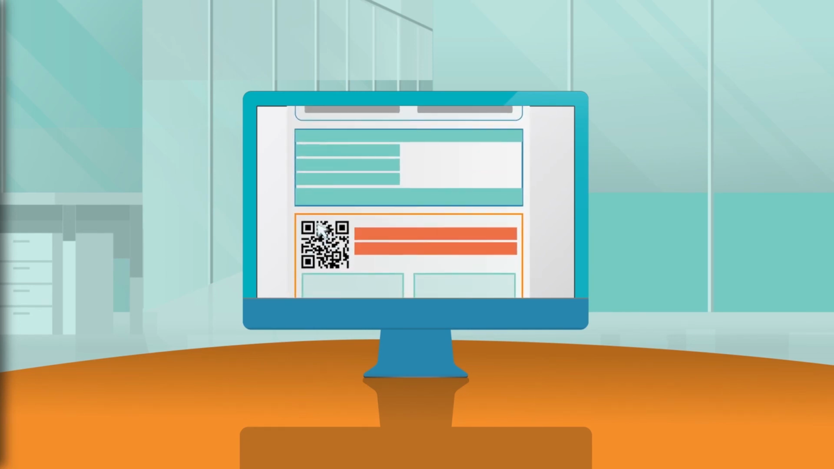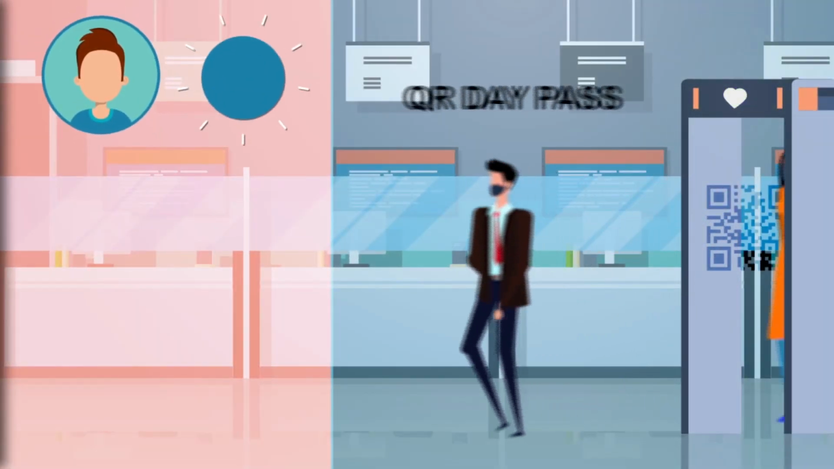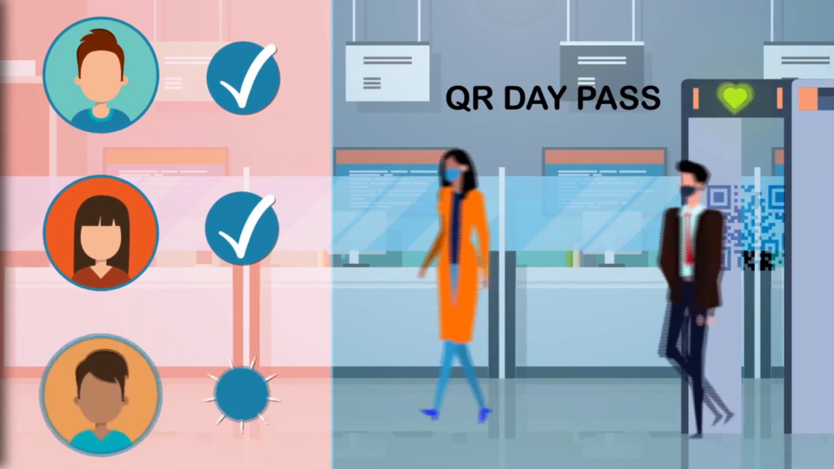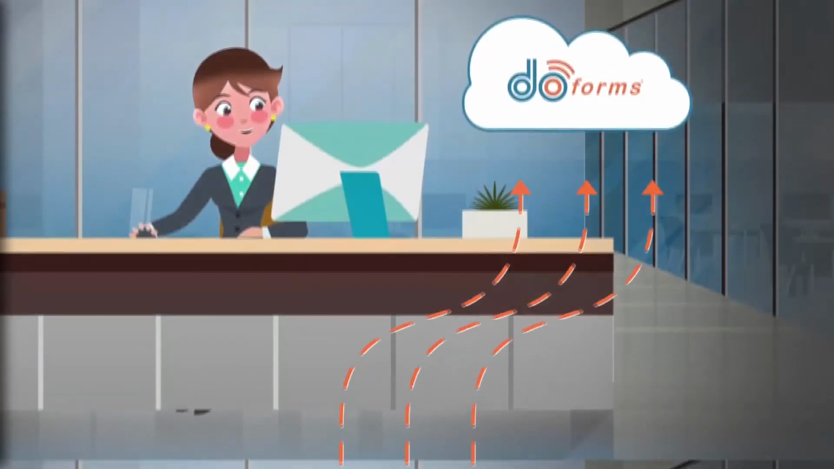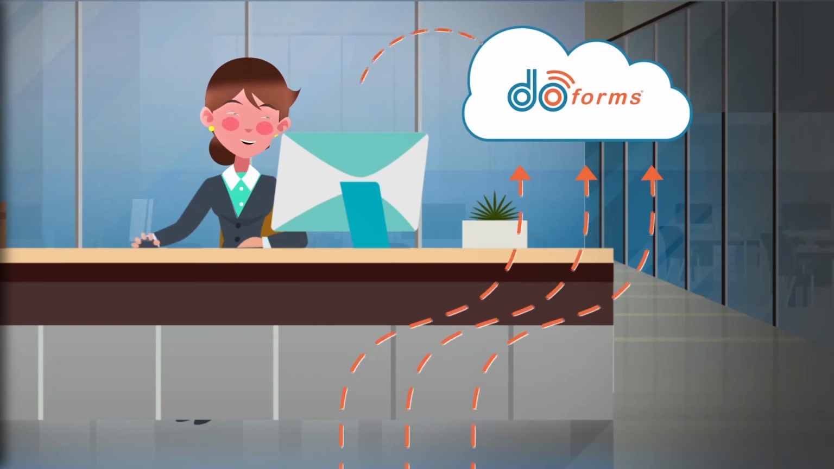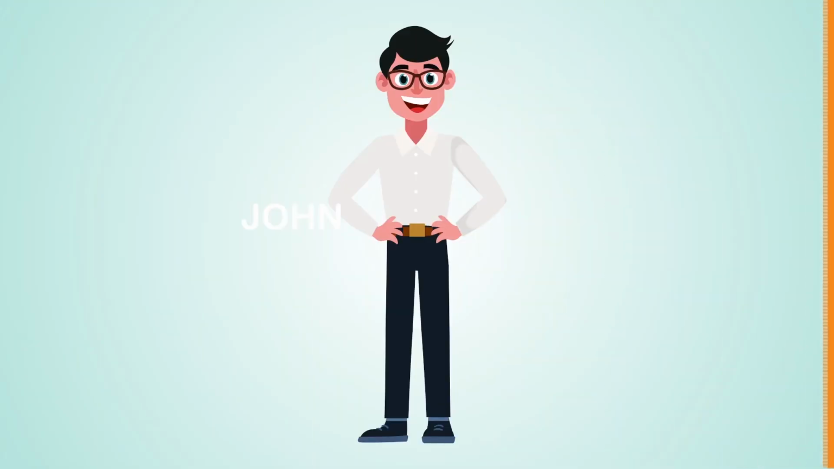doForms has allowed Lauren to keep track of her employees' health by assigning them a QR day pass, which is validated once they enter the office. This workflow has allowed Lauren to proactively follow up on any cases that require her attention. The creation of a digital record has allowed her to attest that she follows all regulations requested by local authorities.